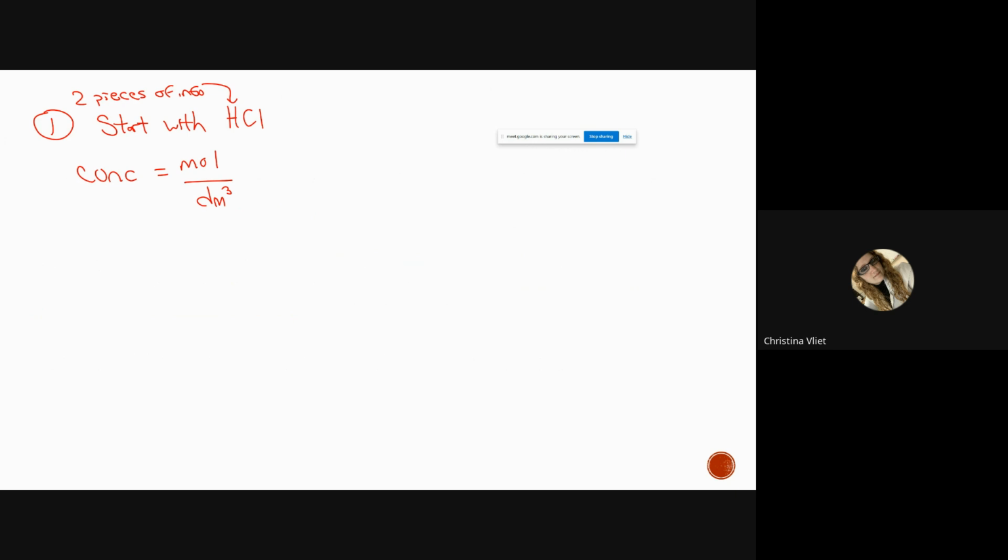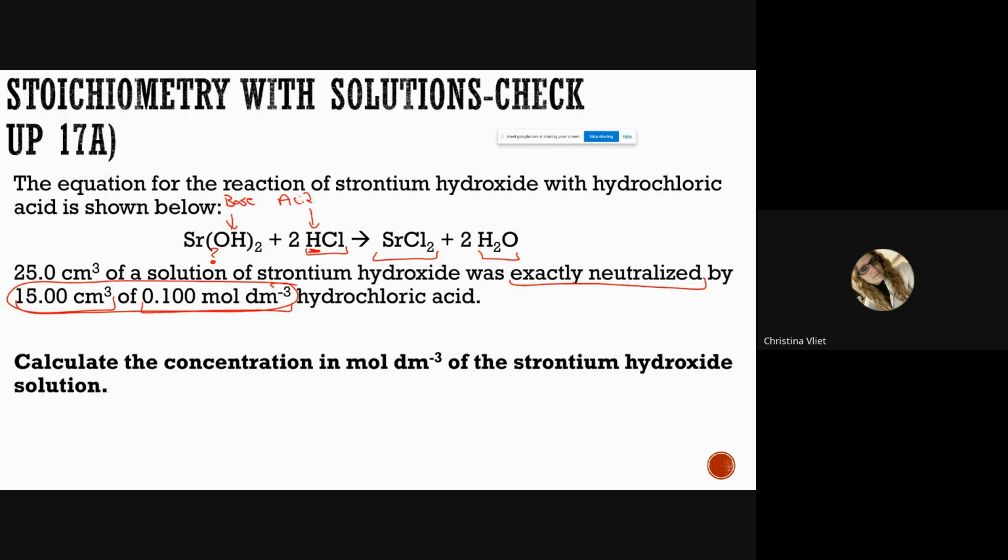I'm going to start with that. Plug in what you have. I have the concentration and I have the volume. However, is my volume in the correct units? And we should quickly change centimeters cubed to decimeters cubed, right? So I'm going to correct my volume to the right unit, and then I plug it into the concentration formula.